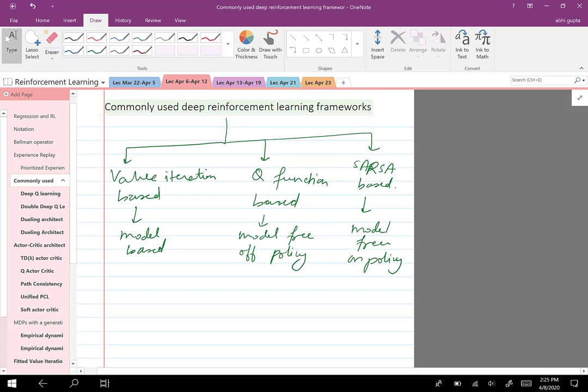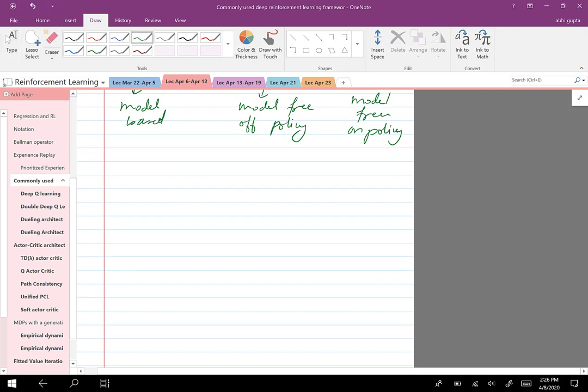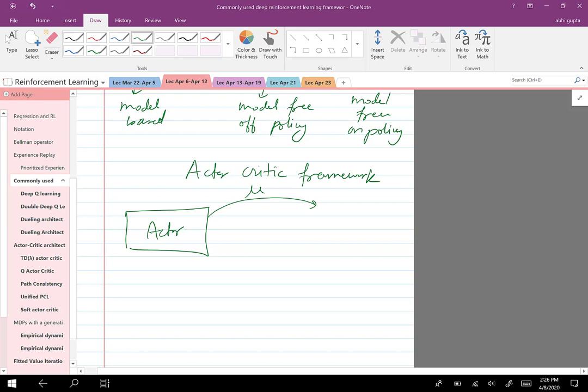So in the case of deep reinforcement learning, your value function could be a deep neural network, or your Q function could be a deep neural network, or your policy could be a deep neural network. And then you have the actor critic framework, where you have an actor that emits the policy mu, and then you have a critic that evaluates the policy and gives you either v mu or q mu, or some approximation thereof.